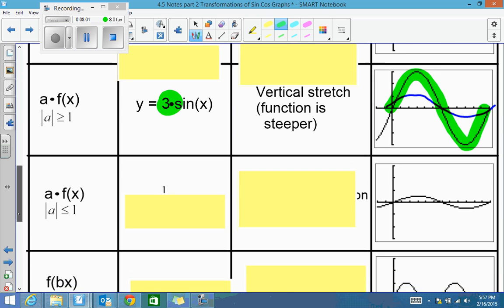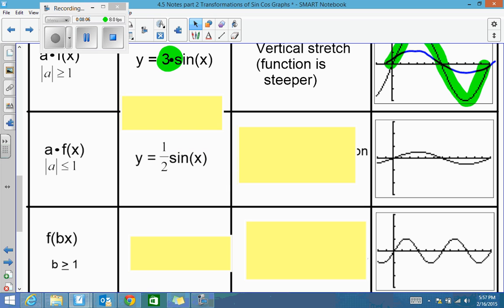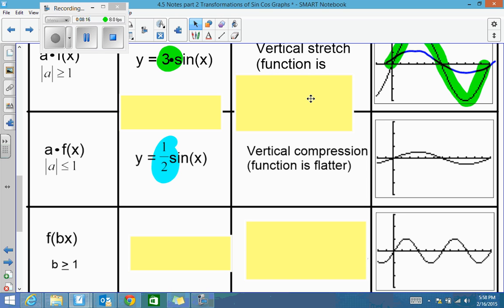If we have an a value that is a fraction, instead of making it taller, it makes it shorter. For example, if we have an a value of 1/2, it is a vertical compression, or makes the function shorter. For example, again, this is sine of x, and it goes up to 1, down to negative 1. If a is 1/2, then it is now going just up to 1/2 and down to negative 1/2. So again, it makes it flatter, it compresses it.